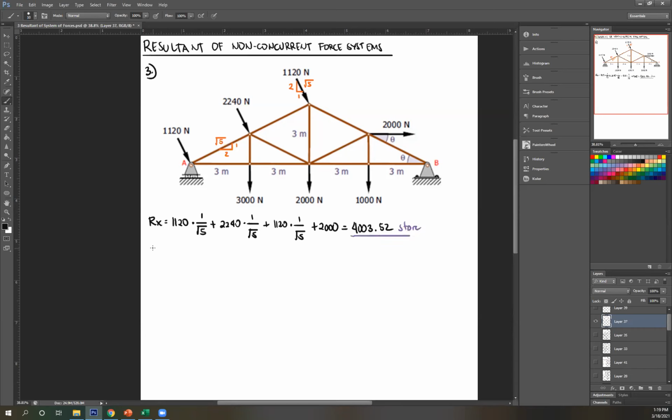4003.52. Store that in your calculator. Do the same thing for Ry. So 1,120 downward, therefore negative. Vertical component is 2. So 2 over hypotenuse square root of 5. Do the same thing here. So this is again downward, therefore negative 2,240 times 2 over square root of 5 minus 1,120 times 2 over square root of 5. And then all of these are downward. So minus 3,000, minus 2,000, minus 1,000. This doesn't have a vertical component. So please solve. What's the answer?